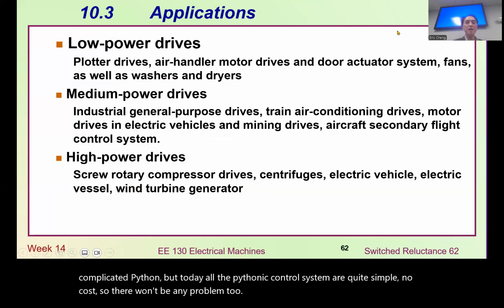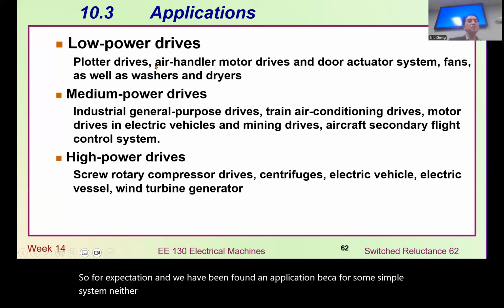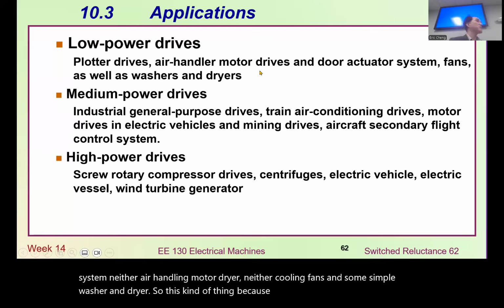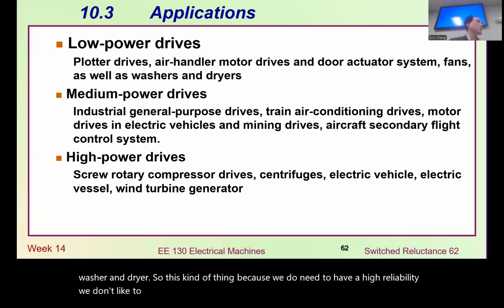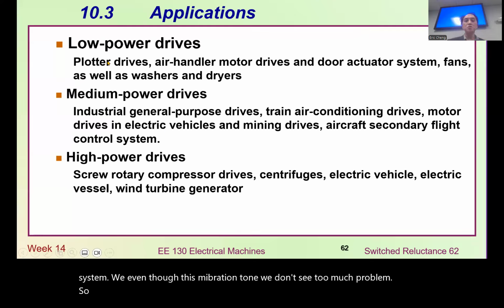So for application, we have been finding applications, for example simple systems like air handling, motor dryers, cooling fans, and some simple washers and dryers. For this kind of thing, we need high reliability, and we don't like to change all these motors all the time, like in a fan coil ventilation system. Even though there's vibration torque, we don't see too much problem. So that's why we are able to use this for the ventilation system.